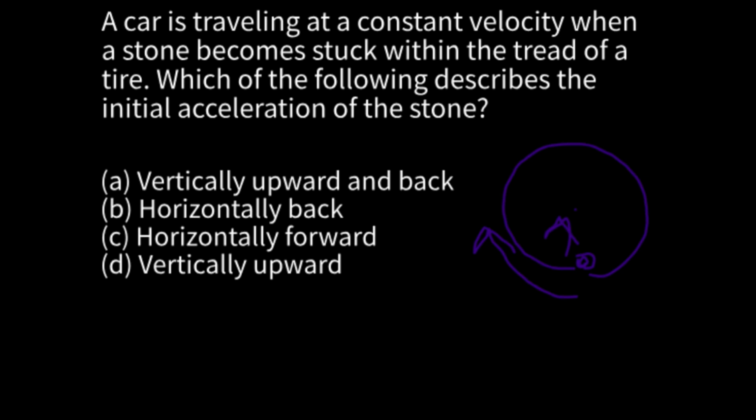So maybe you're thinking A or B, but I want you to think about the fact that the stone is now entering circular motion. It doesn't really matter what its initial condition is, because now it is in circular motion, and that tire is providing a centripetal acceleration. It's at the bottom of the circle, so it's going to have a centripetal acceleration upwards. So that's going to be option D.